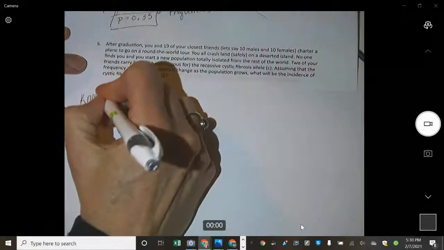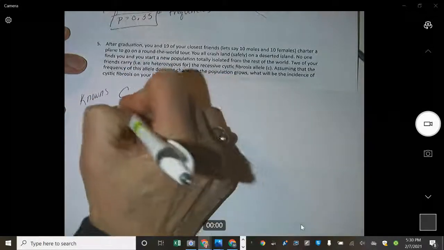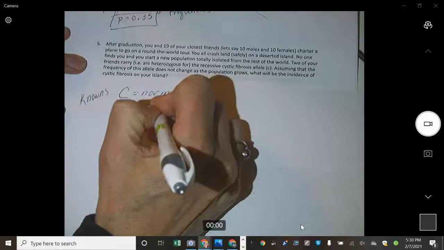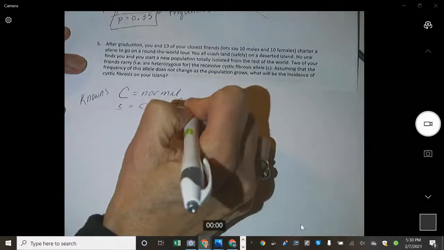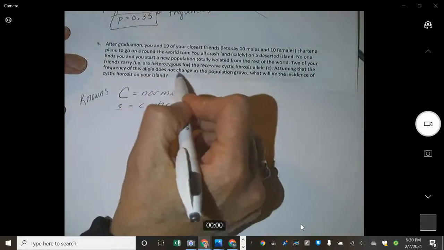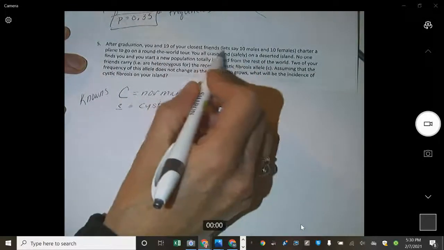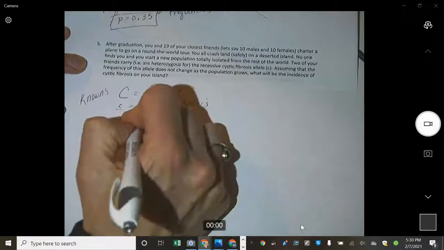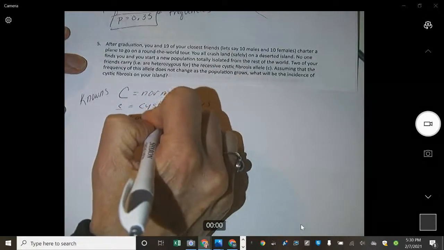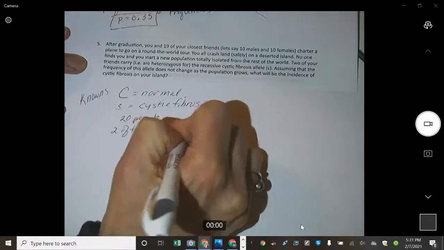So for my knowns, I'm going to say big C equals the normal gene or the wild type gene, and little c, I'm going to call that the cystic fibrosis gene. So assuming that the frequency of this allele does not change as the population grows, what will be the incidence of cystic fibrosis on your island? So the only other thing I know is that I have 20 people altogether, and 2 of the people are big C, little c.